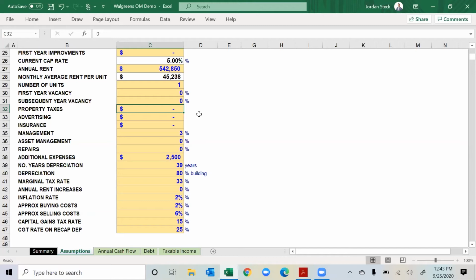But typically, for expenses in a triple net deal, the tenant is going to be responsible for everything, including property taxes, the advertising cost or promo, insurance, as well as paying a management fee. Does that make sense? Yeah, absolutely.